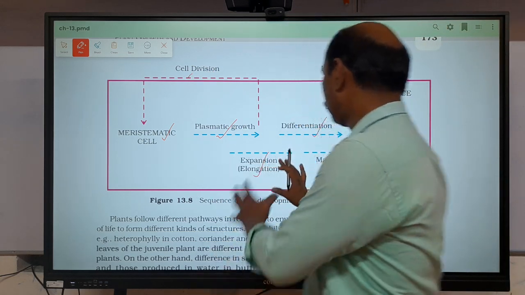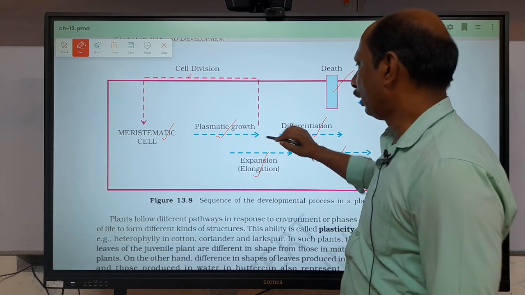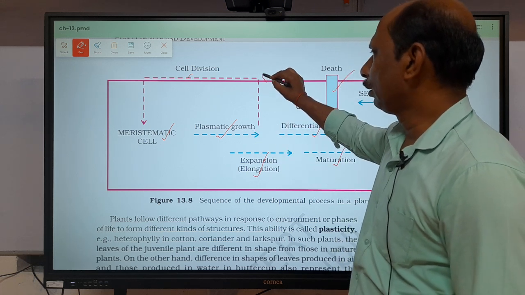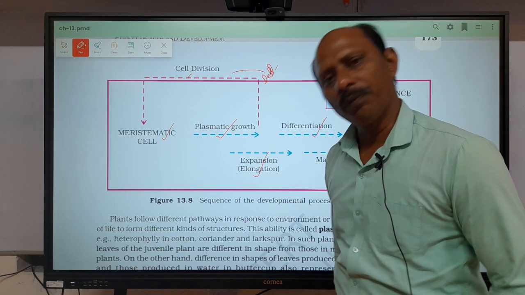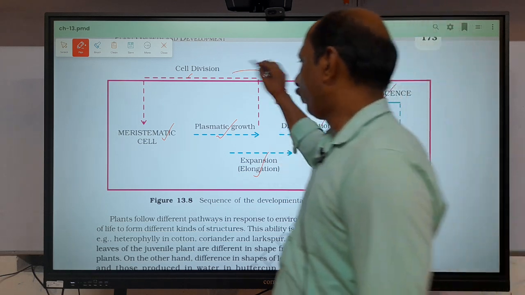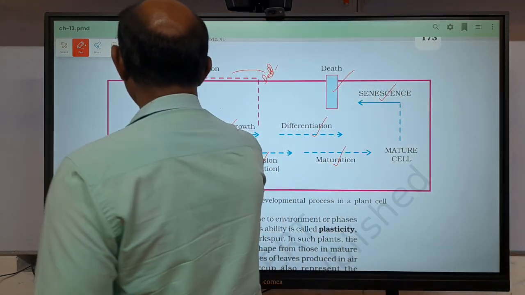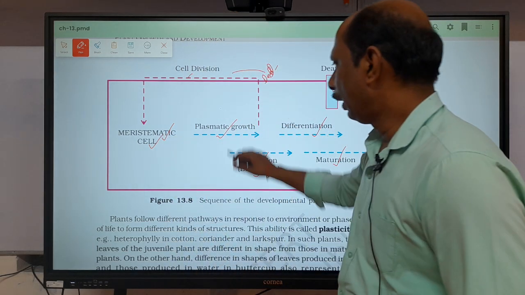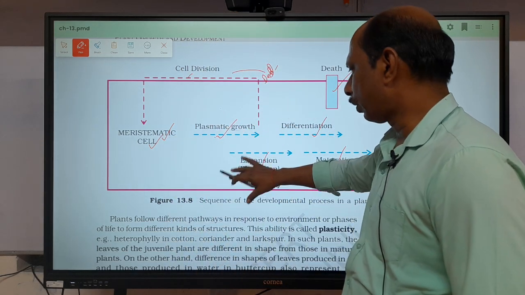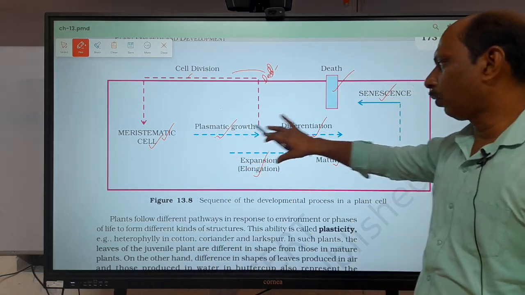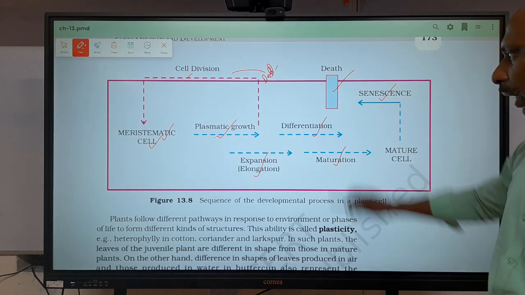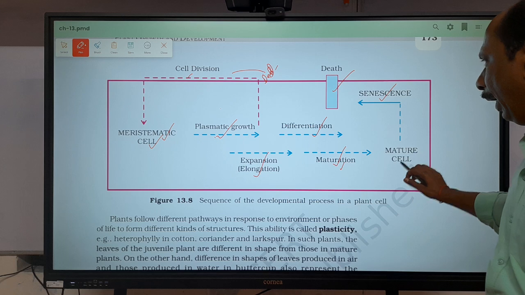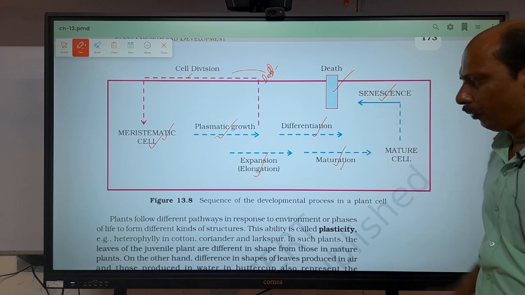Sometimes what happens? After elongation and maturation, they start de-differentiation and start division once again. So once again they start division, that means they become meristematic cells. And then the same process occurs. Expansion or elongation is there, plasmatic growth, and then after that re-differentiation occurs. After re-differentiation, they get mature, and then old age is there. Now we understand this one.